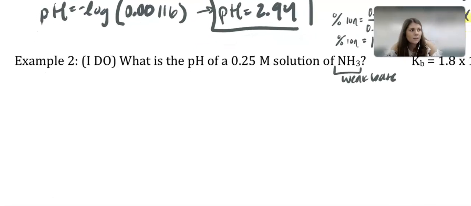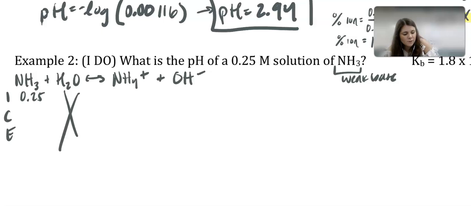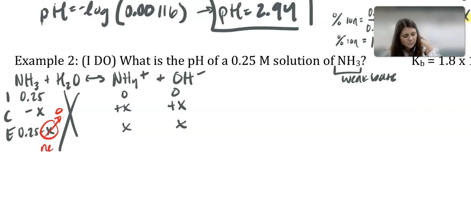So let's first write the reaction for this. NH3 plus water. The ammonia NH3 will gain a hydrogen and be ammonium plus hydroxide. So here, ice table problem, let's plug everything in. 0.25, nothing for the water, 0, 0, then minus x, plus x, plus x, and then plug everything down into E. Here, since our Kb is 1.8 times 10 to the negative 5, I can assume negligible x.